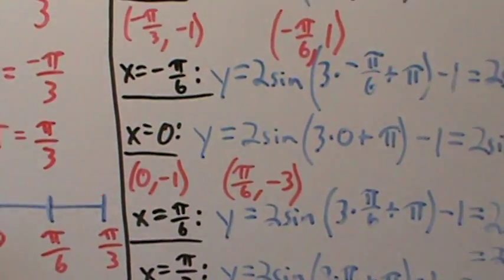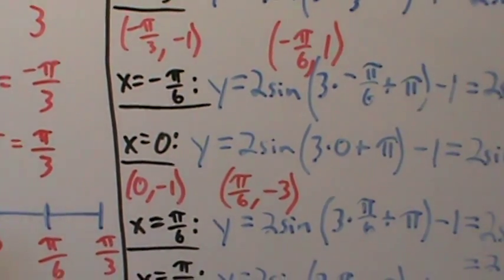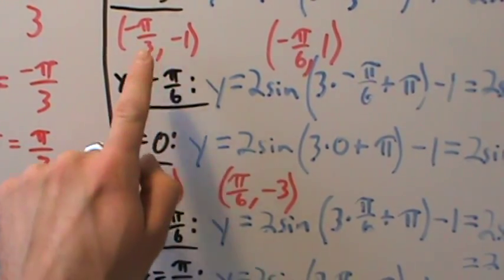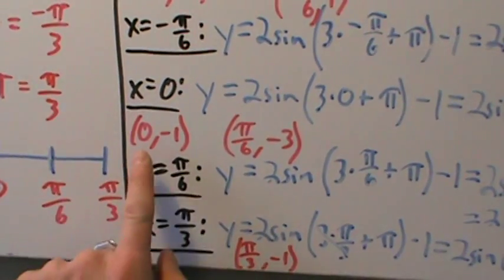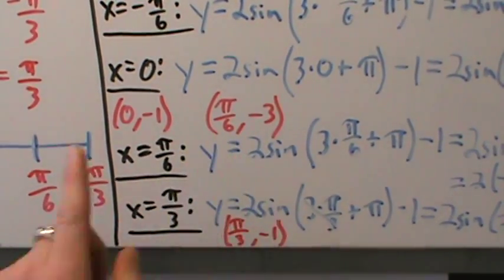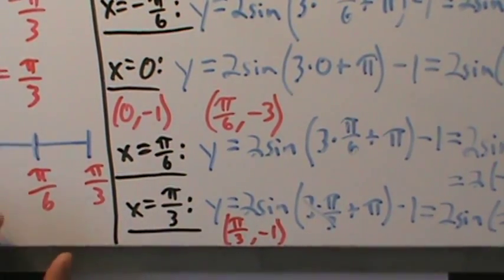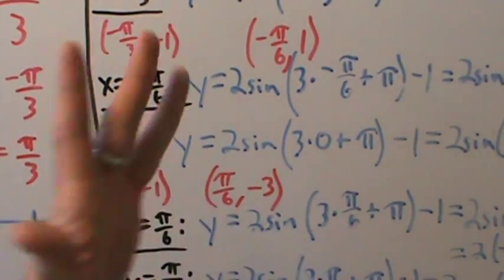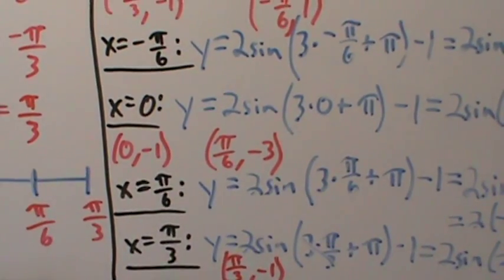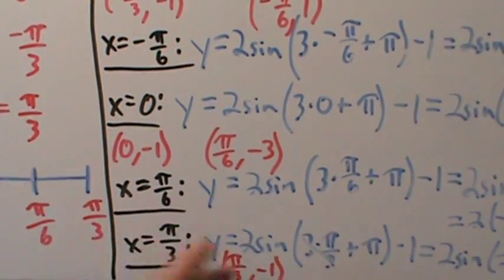Okay, so now we want to look, what kind of values do we have? Negative pi over 3 comma negative 1, negative pi over 6 comma 1, 0 comma negative 1, pi over 6 comma negative 3, pi over 3 comma negative 1. So our scales are going to have to be a little bit different, because we see for the x values we have pi's flying around all over the place, but for the y values, negative 1, 1, negative 1, negative 3, negative 1, they're not too bad.